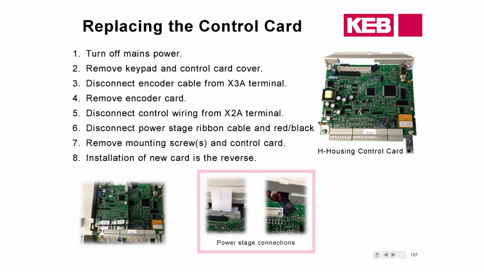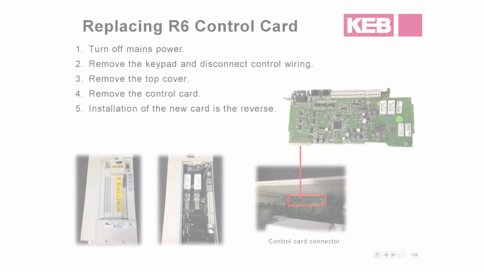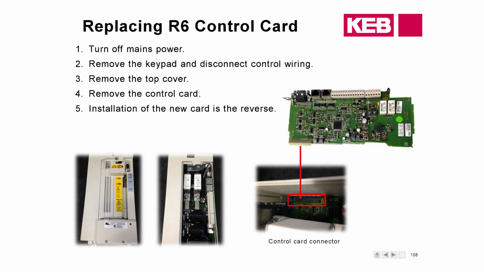If you do not connect this guy here, you will not be able to perform a motor learn, and you will get a low motor current error. That's what will happen. All right, replacing the R6 control card. The biggest thing here: if you're going to pop the keypad off, you need to pop this cover off. There are a few screws, as well as this cover here. And then internally, this is what it's going to look like.